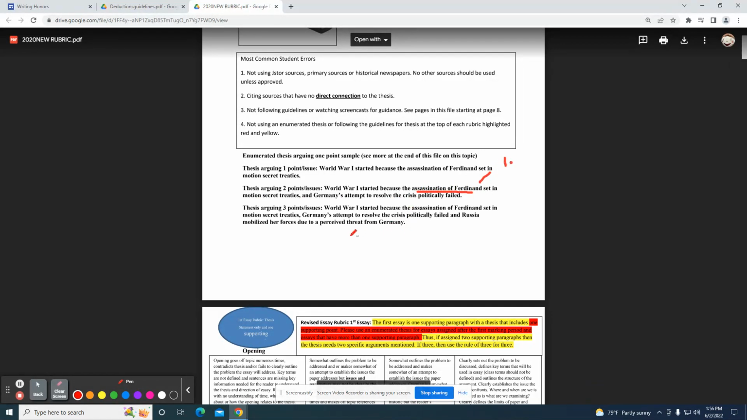And then I would be looking for Germany's attempt to resolve the crisis politically failed. Then I would be looking for 3 sources to support point 2. If you're asked to write 3 paragraphs, now you would have 3 supporting points. And the third one here is that Russia mobilized her forces due to a perceived threat from Germany. Anyway, for the first essay, one supporting paragraph, we're really just looking for one issue. It's the assassination of Ferdinand.